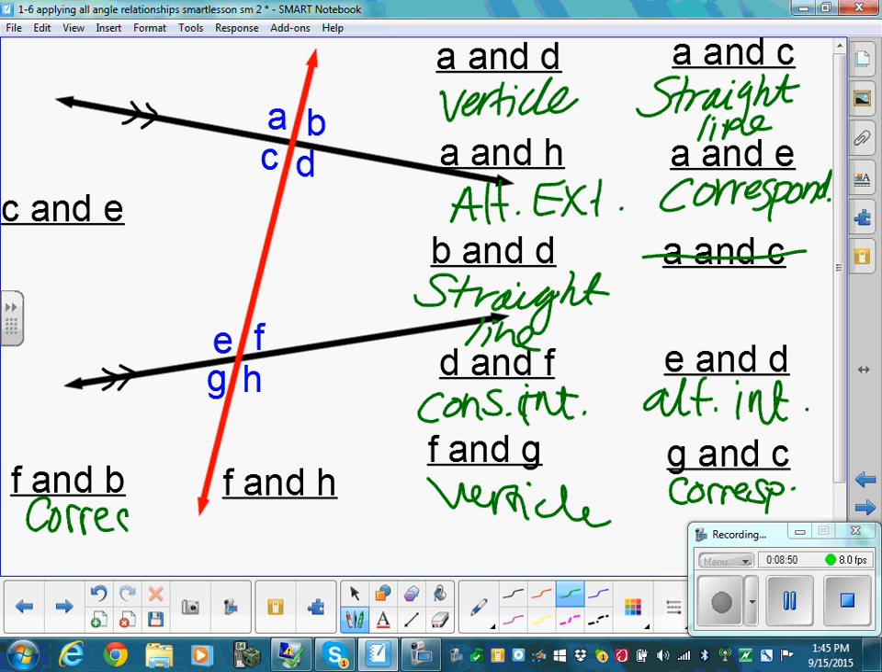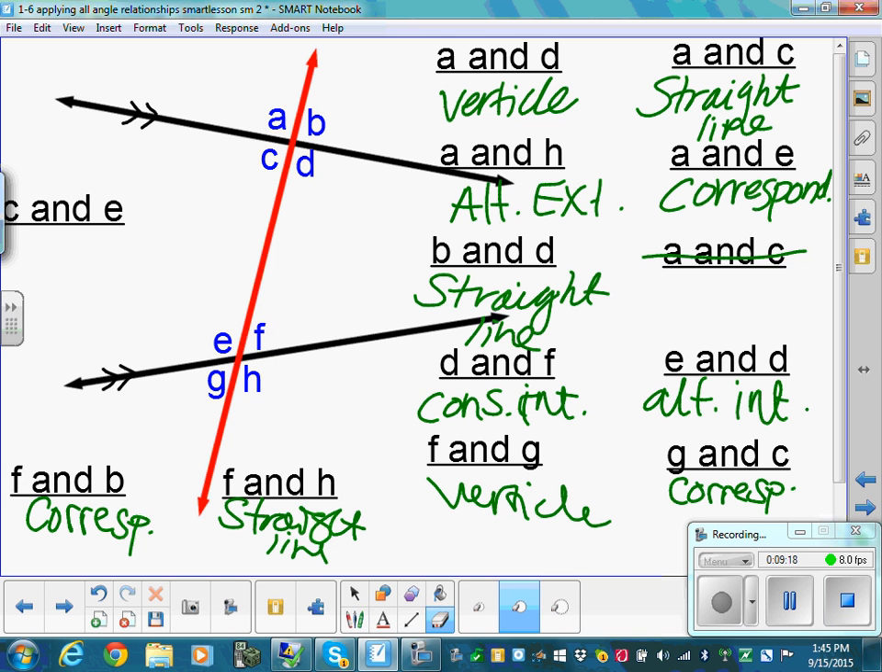F and H. F and H are straight lines. Exactly. F and H make a straight line, those two angles, right? So they'd equal 180. I'm just saying what kind of angles do we have? So if they're on the same side, all right.